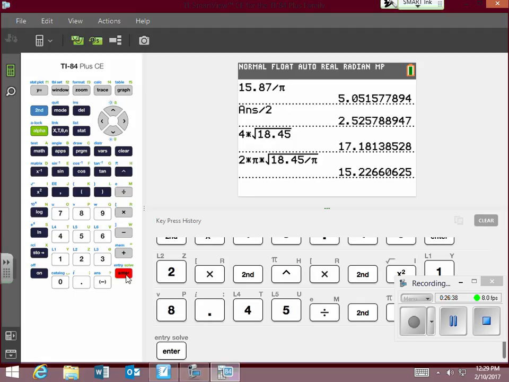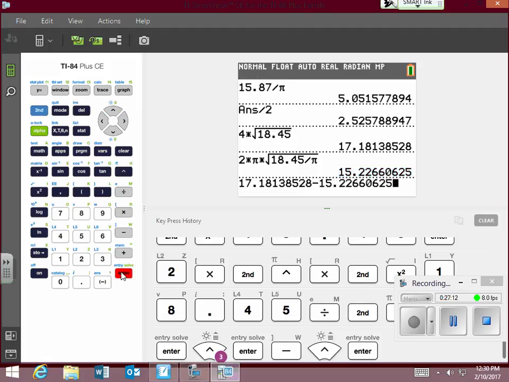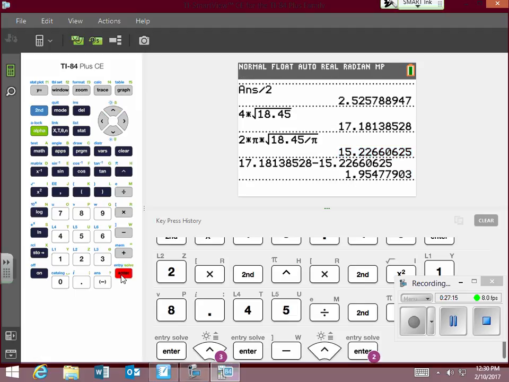So the distance around the square is longer than the circumference of that circle. So here it says which is longer and by how much. So what I'm going to do is subtract this one, and enter on it. That's how much? 1.95.